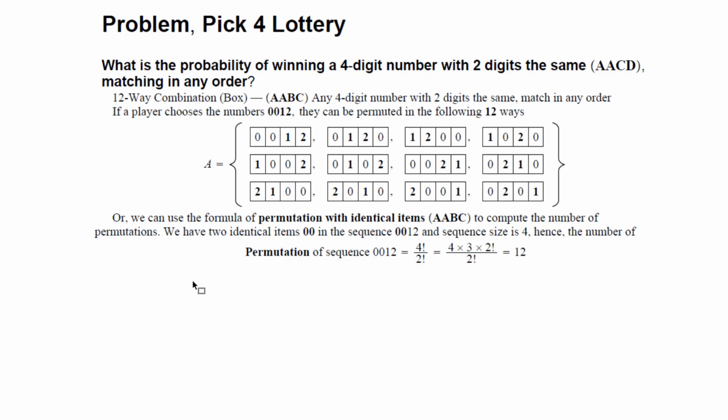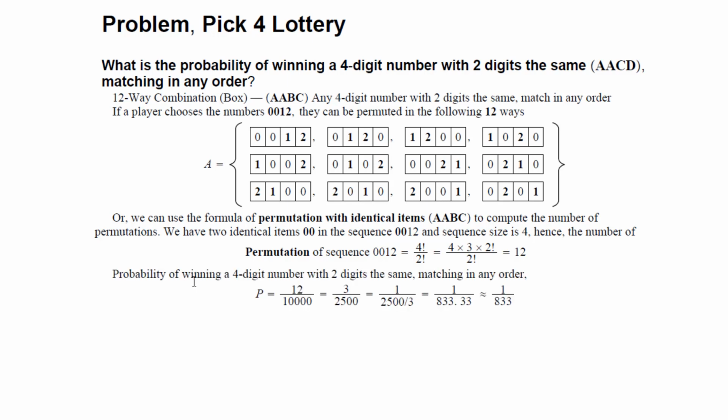So now what is the probability? So we have 12 outcomes of the event divided by 10,000, and that is going to be 1 out of 833. So the odds are 1 to 833. So if we try the same sequence around 833 times, we are expected to win once.